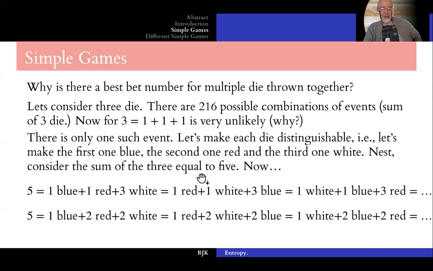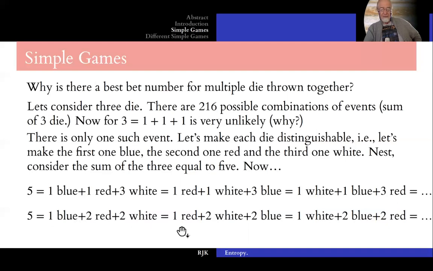However, if we make each die distinguishable, we can make the first one blue, the second one red, and the third one white. This is next, not nest. Consider the sum of 3 equal to 5. So 5 could be 1 blue plus 1 red plus 3 white. Or it could be 1 red plus 1 white plus 3 blue. Or it could be 1 white plus 1 blue plus 3 red. That's one way of getting 5. Another way is getting 1 blue, 2 red, and 2 white.